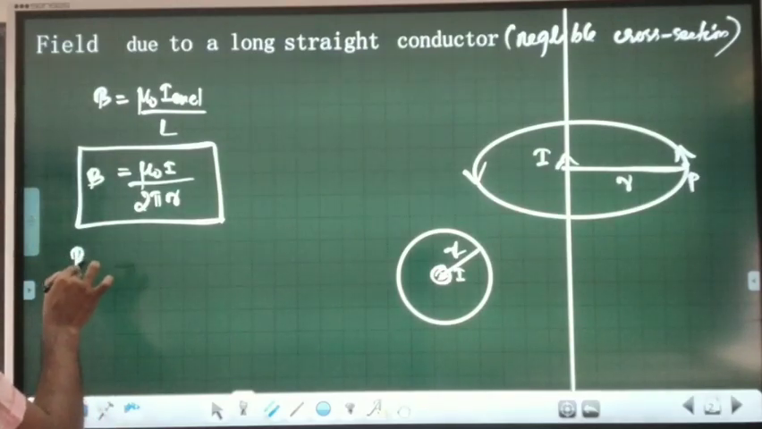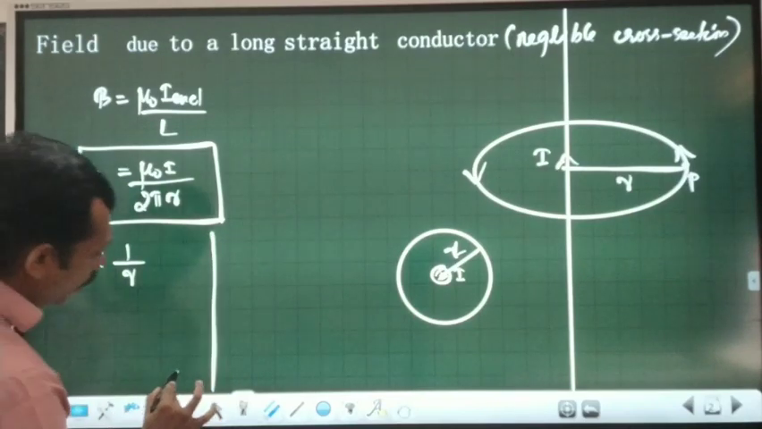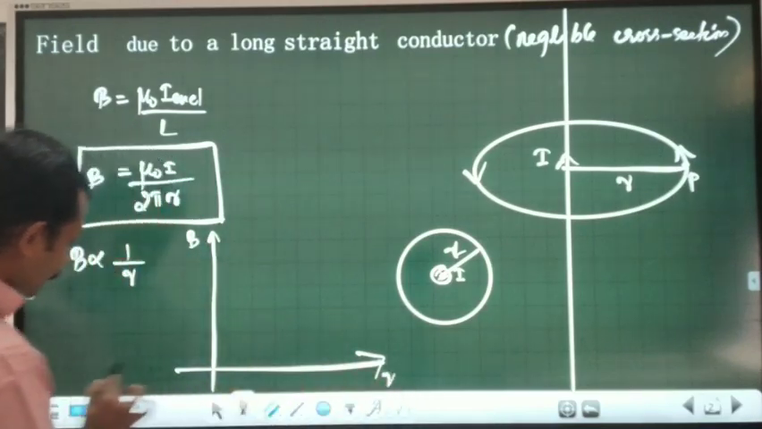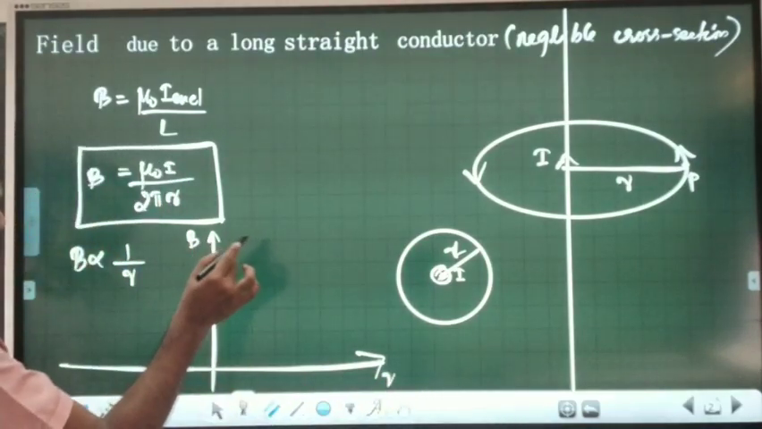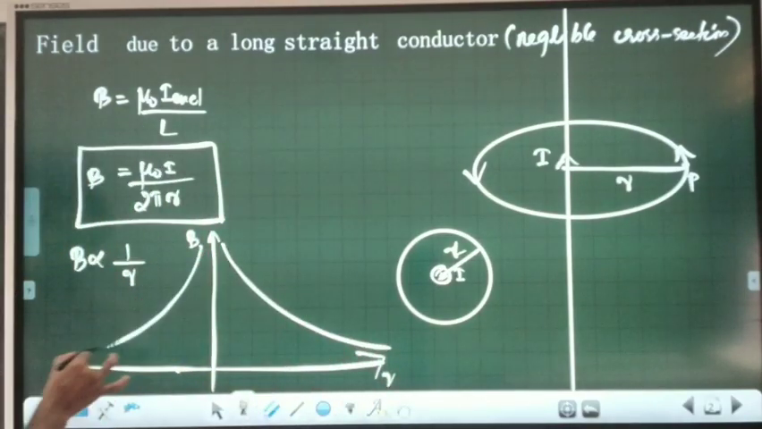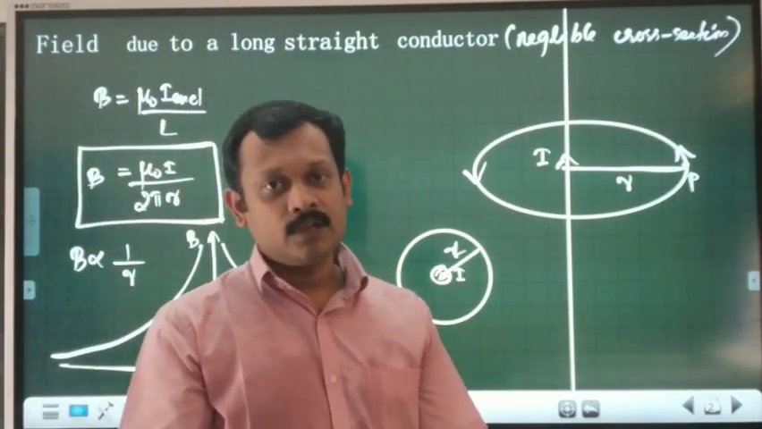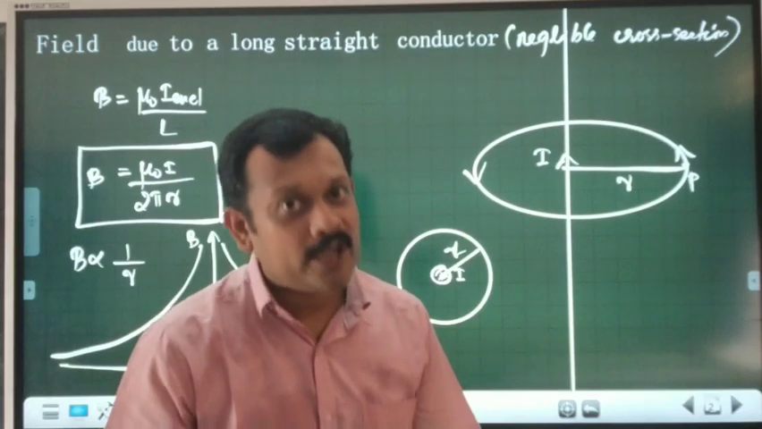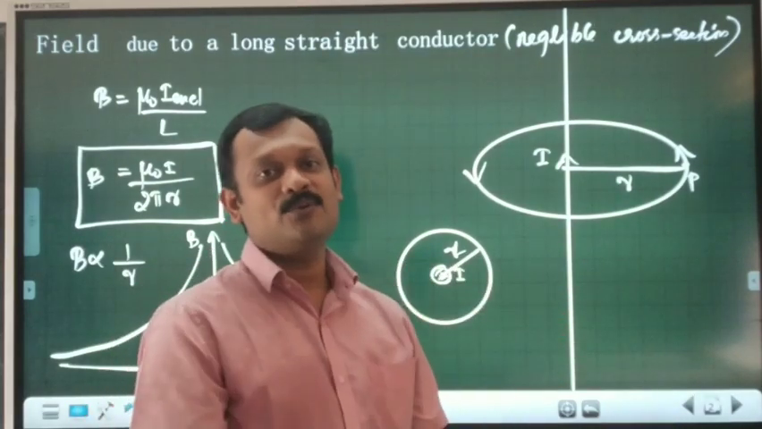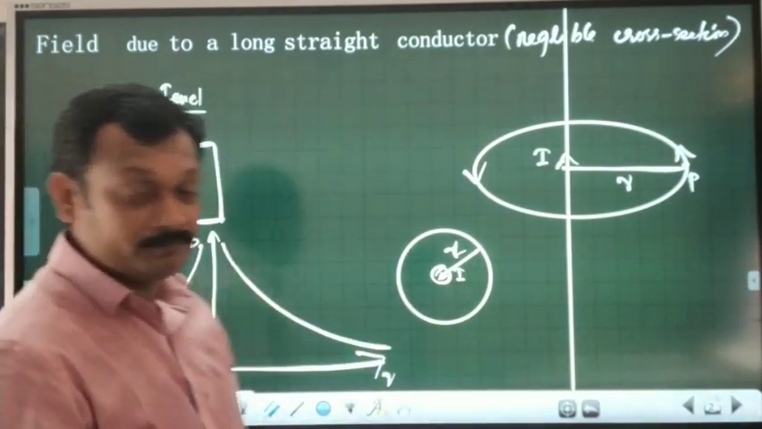Now we can see that the magnetic field is inversely proportional to r. Which means if I plot a graph between B and r, the shape of the graph is a rectangular hyperbola. This is the shape of the graph between B and r, where r is the distance of the point from the conductor. I hope this is clear to you. This is the first example that we are going to discuss using Ampere's circuital theorem.